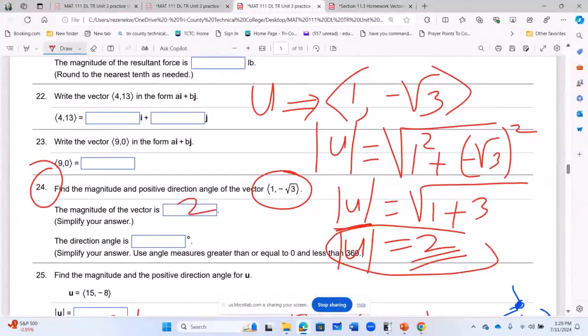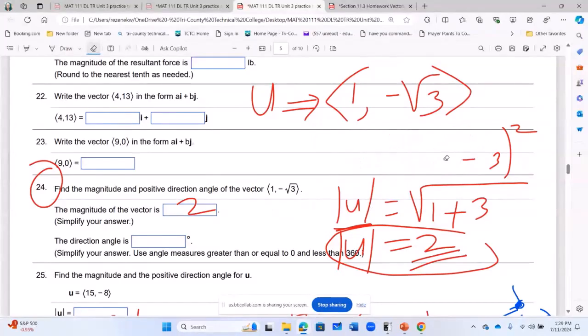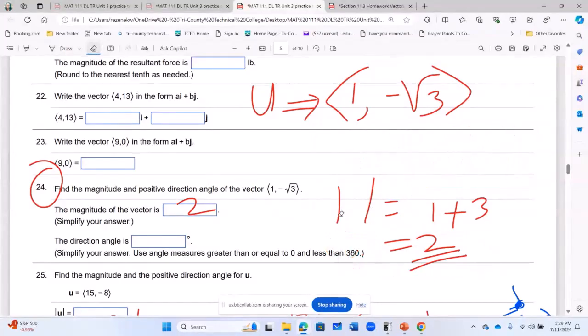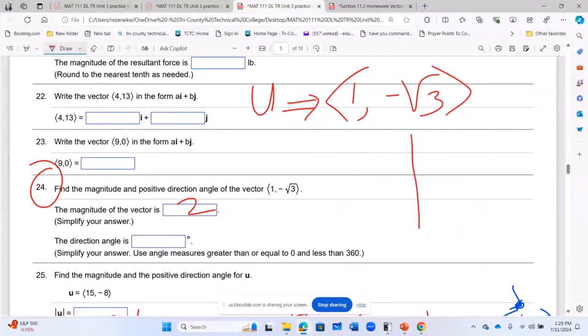Then the positive direction of this angle. So we want to draw. When I'm told to find positive direction, I draw because I actually want to know which quadrant the angle is in. It helps a lot. It makes your work easier if you know the diagram, if you know the quadrant in which the vector is. So this vector again is in the fourth quadrant.